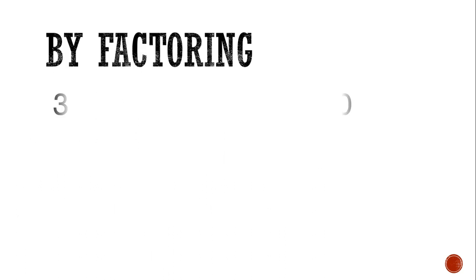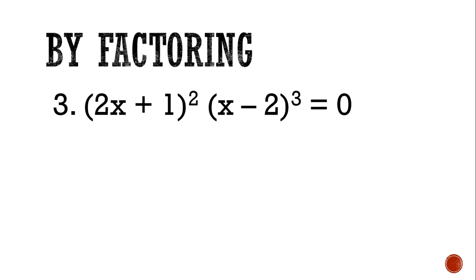Example number 3. Suppose you are given the polynomial equation which is already in factored form. That is, the quantity 2x plus 1 squared multiplied by the quantity x minus 2 cubed is equal to 0.